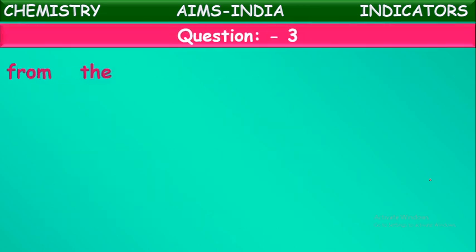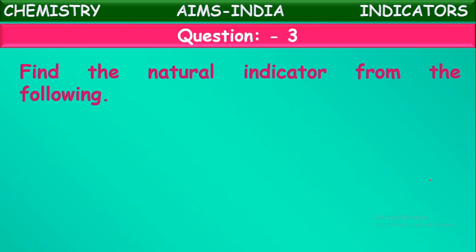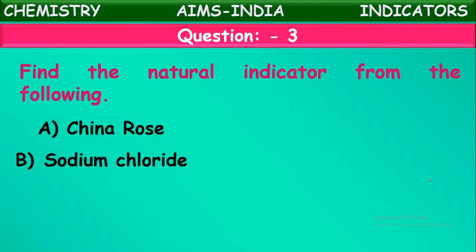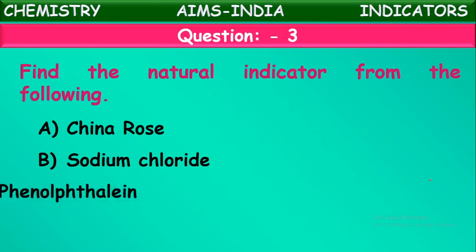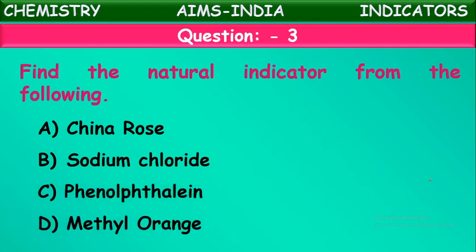Next question. Find the natural indicator from the following. Yes, we told there are different kinds of indicators. Identify the natural indicator from these: China rose, sodium chloride, phenolphthalein, and methyl orange. Which is the natural indicator here? Yes, it is China rose because it is prepared from natural materials.